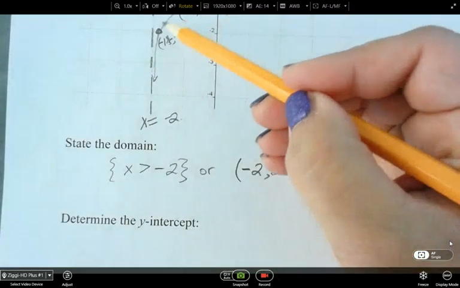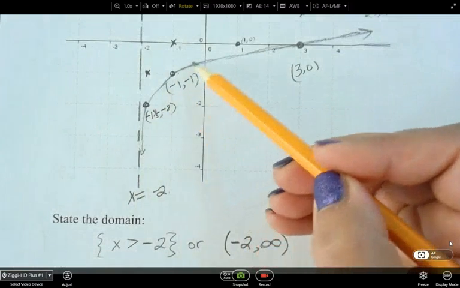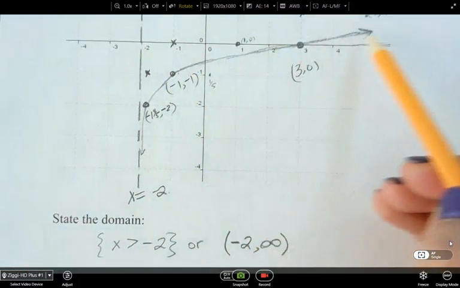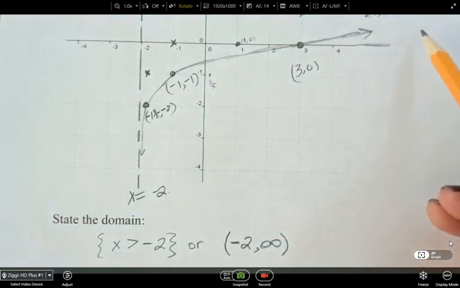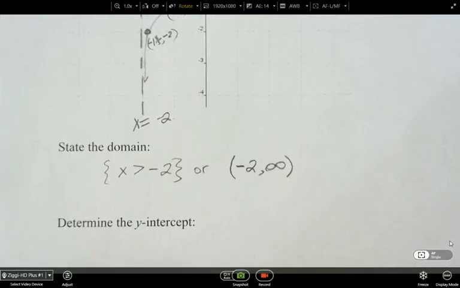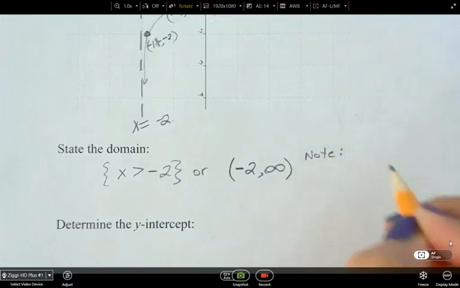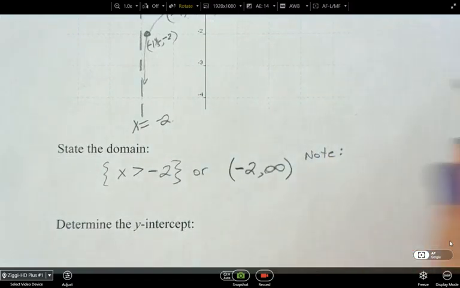So this is the -2 that it approaches, and then it goes out to positive infinity. It can never actually get to infinity, so we leave it as a round bracket.